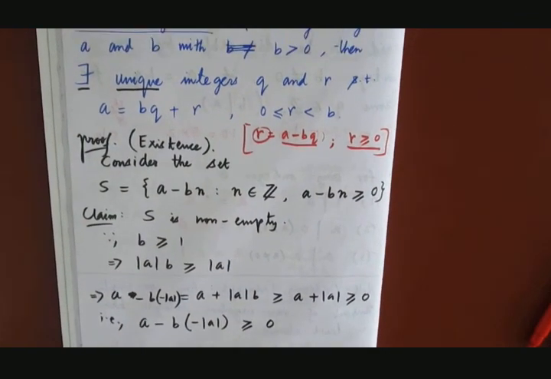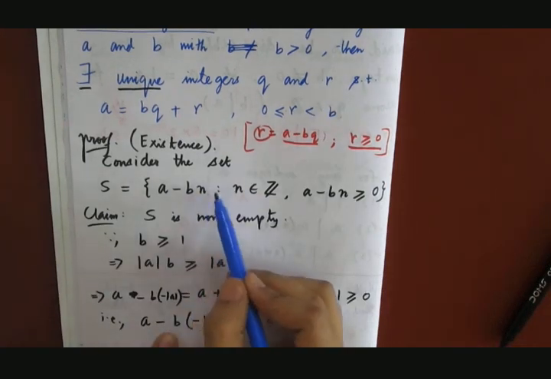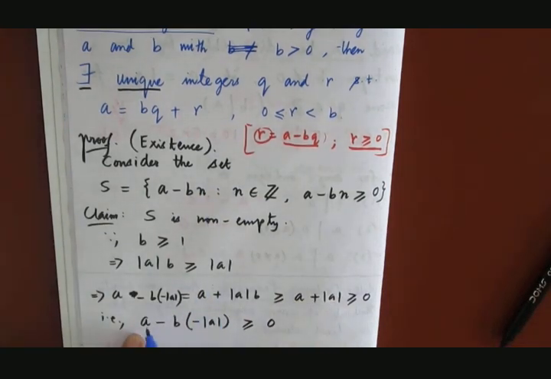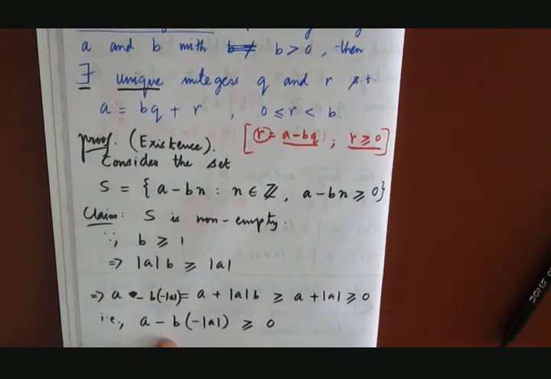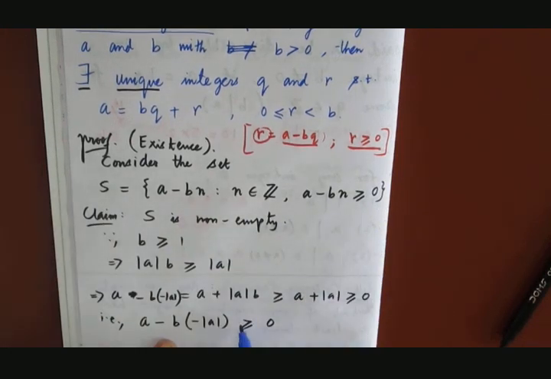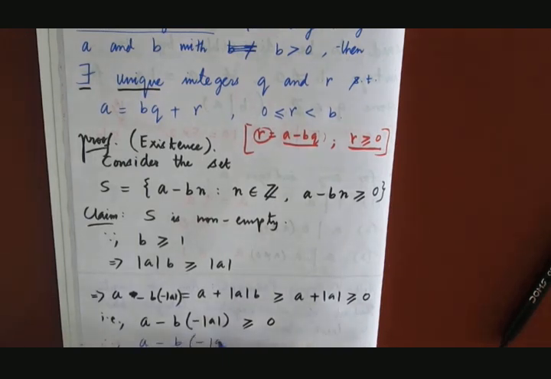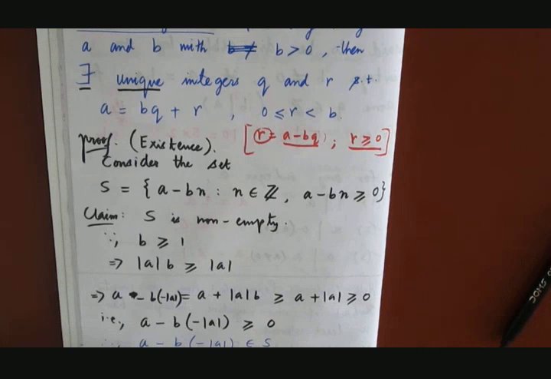So what does this mean? You see this is of the form A minus B times some integer n, right? This is the integer. So this is of the form A minus B times some integer, and this quantity is greater or equal to 0. So what will this mean? This means that A minus B times minus modulus of A belongs to S. Therefore, S is non-empty.